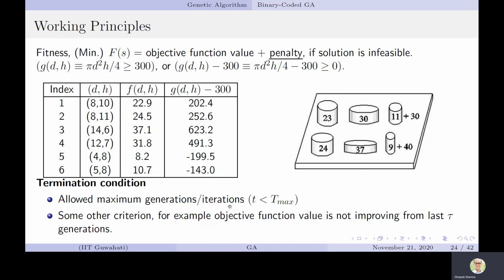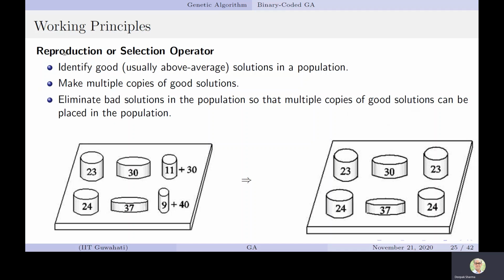Currently it is the first generation, so we are going to move into the loop of the genetic algorithm. Here I have mentioned that there are some other criteria that can be used for termination. For our simplicity, we are taking the number of generations as our termination condition. Now inside the loop, the first operation which we do is called selection.